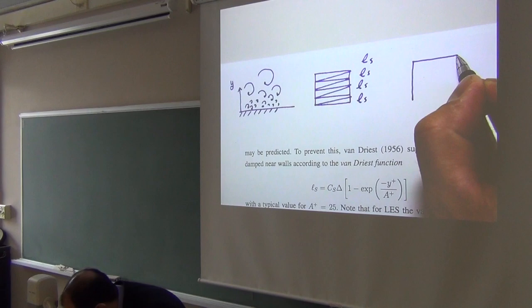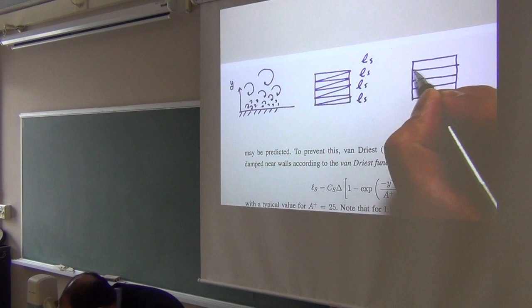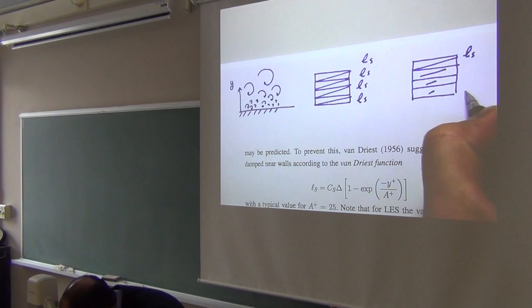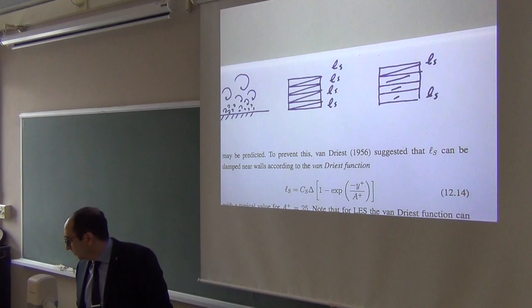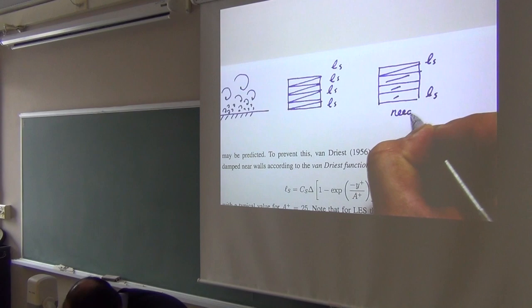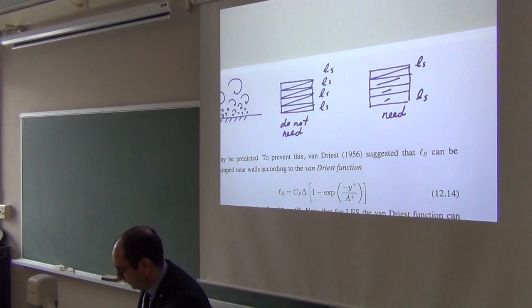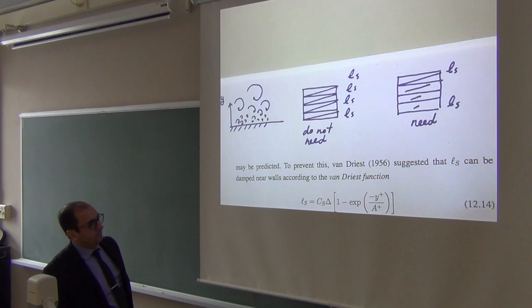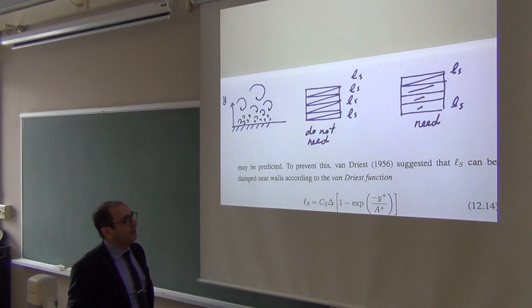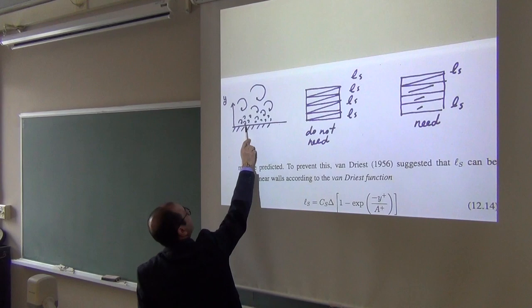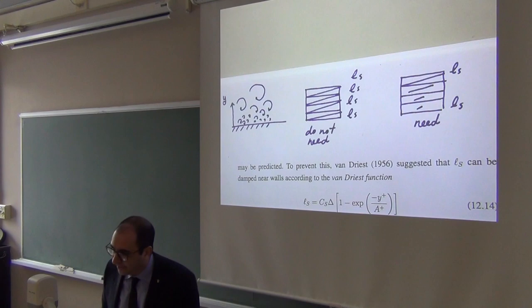But in reality, this is what I need. Even if I kept the grid constant, sure, I would have large mixing length far away from the wall, but then mixing length must actually be forced to be smaller near the wall. So this is what I need. This is what I don't need. Okay? So if you don't use what you need, if you use this one, you are going to artificially over-dissipate kinetic energy, because large eddy length means over-dissipation of kinetic energy. And your model will be wrong.